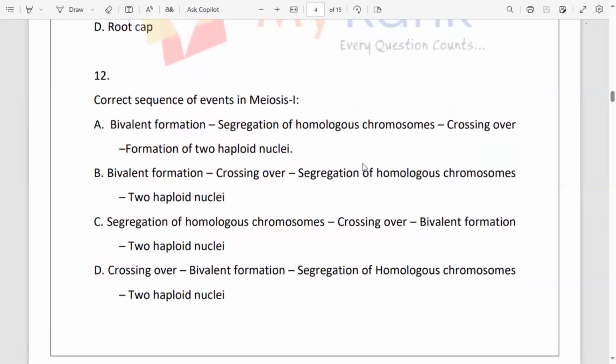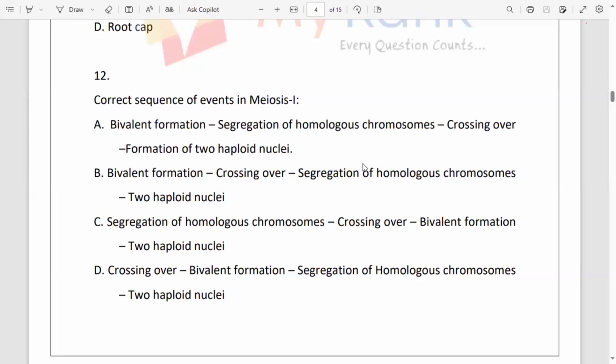Now the next question, question number 12. We have to see the correct sequence of events in meiosis 1. Bivalent formation, segregation of homologous chromosomes, crossing over, formation of two haploid nuclei. A option is not appropriate because crossing over occurs before segregation of homologous chromosomes.